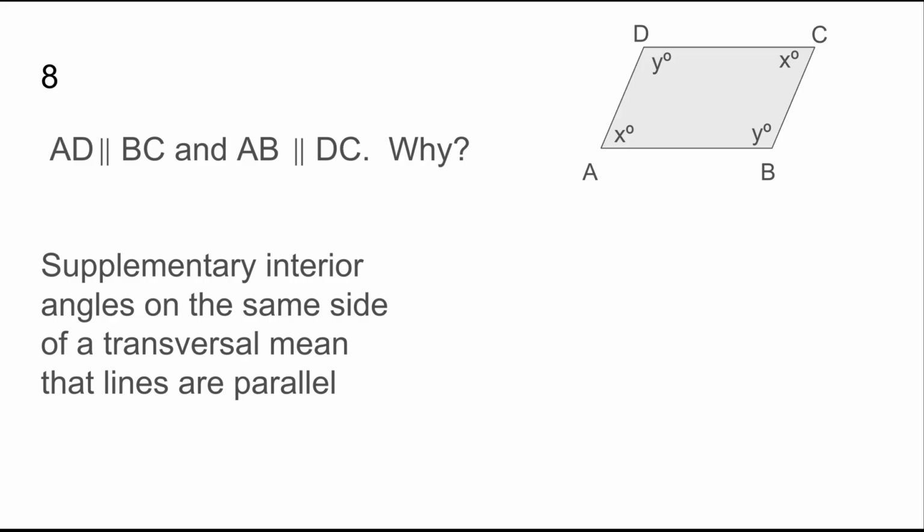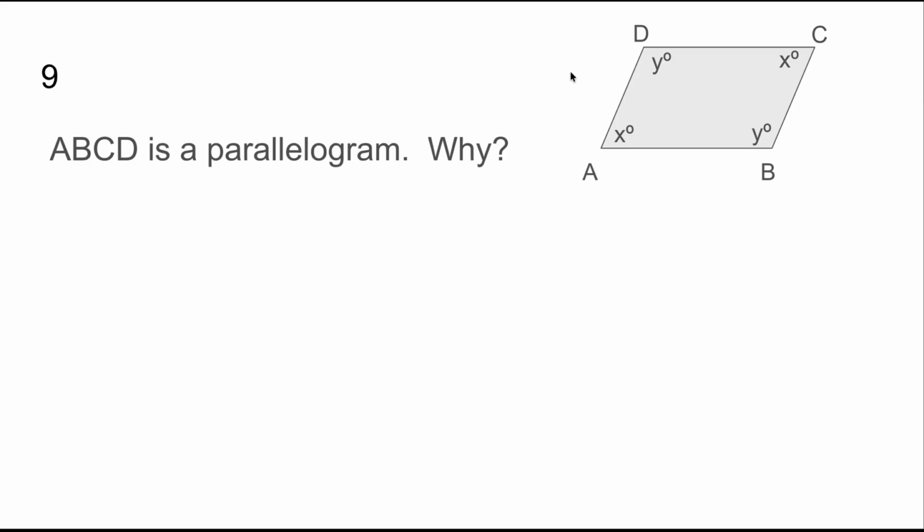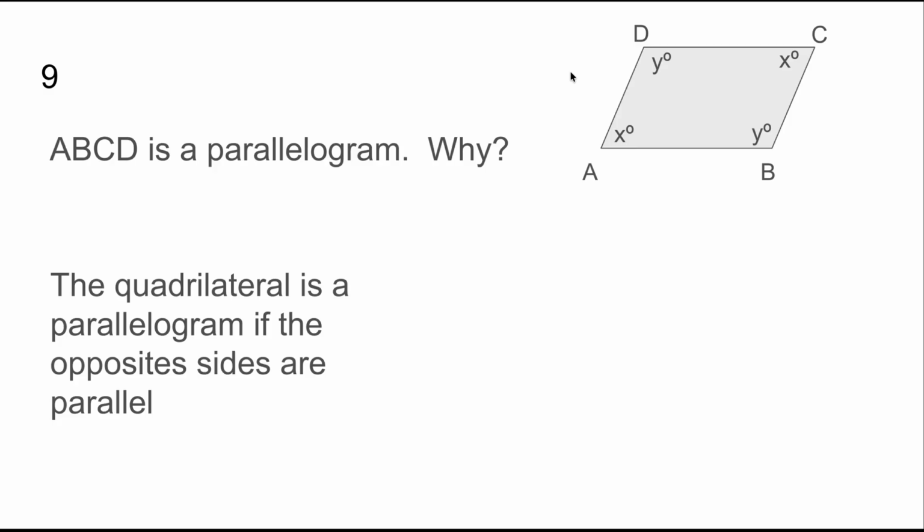And so if we think of these as parallel lines, AD and BC, and this is a transversal, we would see that this X and X are equal. And therefore, they'd also be on the same side. They'd be a linear pair. ABCD is a parallelogram. Why? Because a quadrilateral is a parallelogram if the opposite sides are parallel.